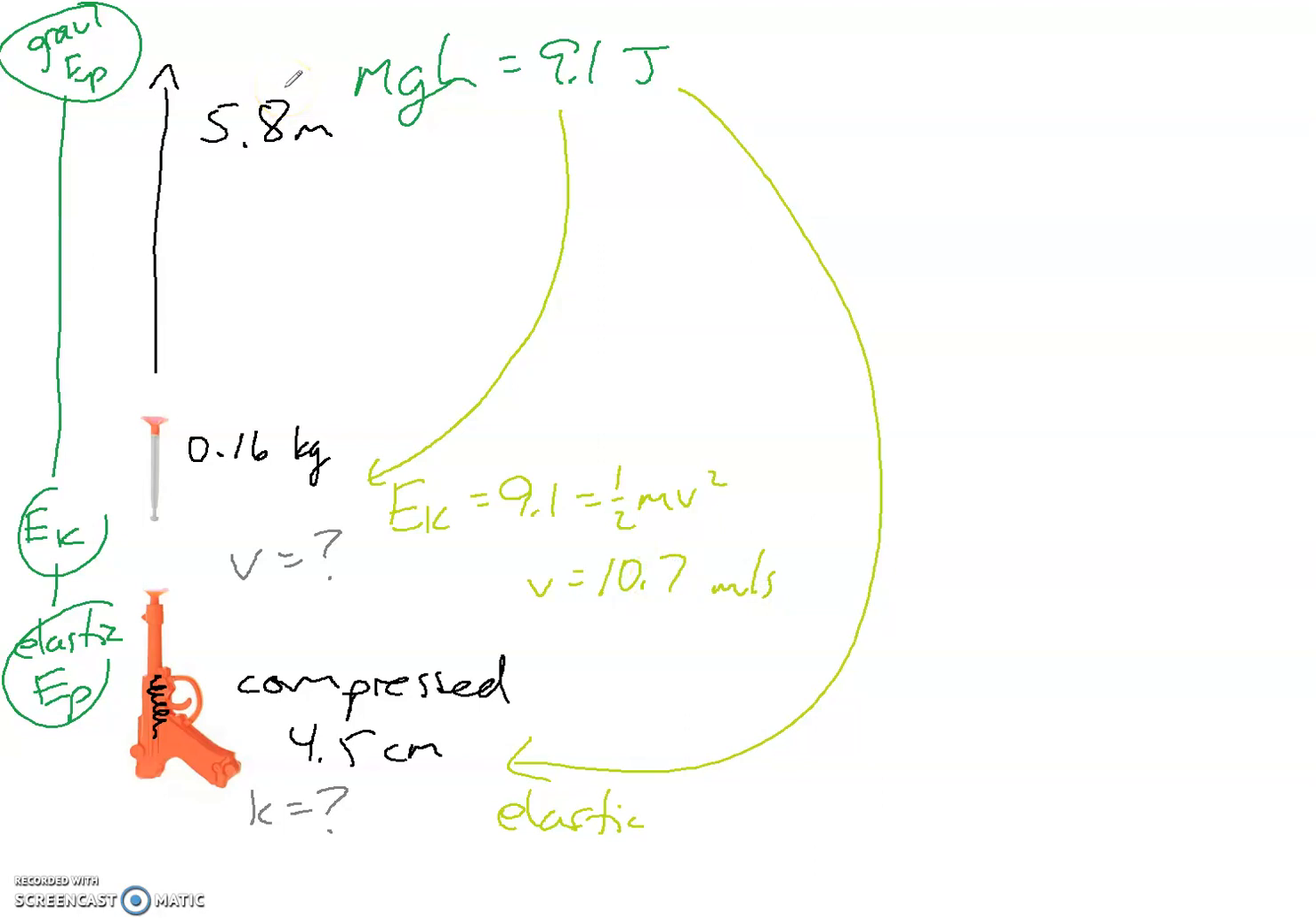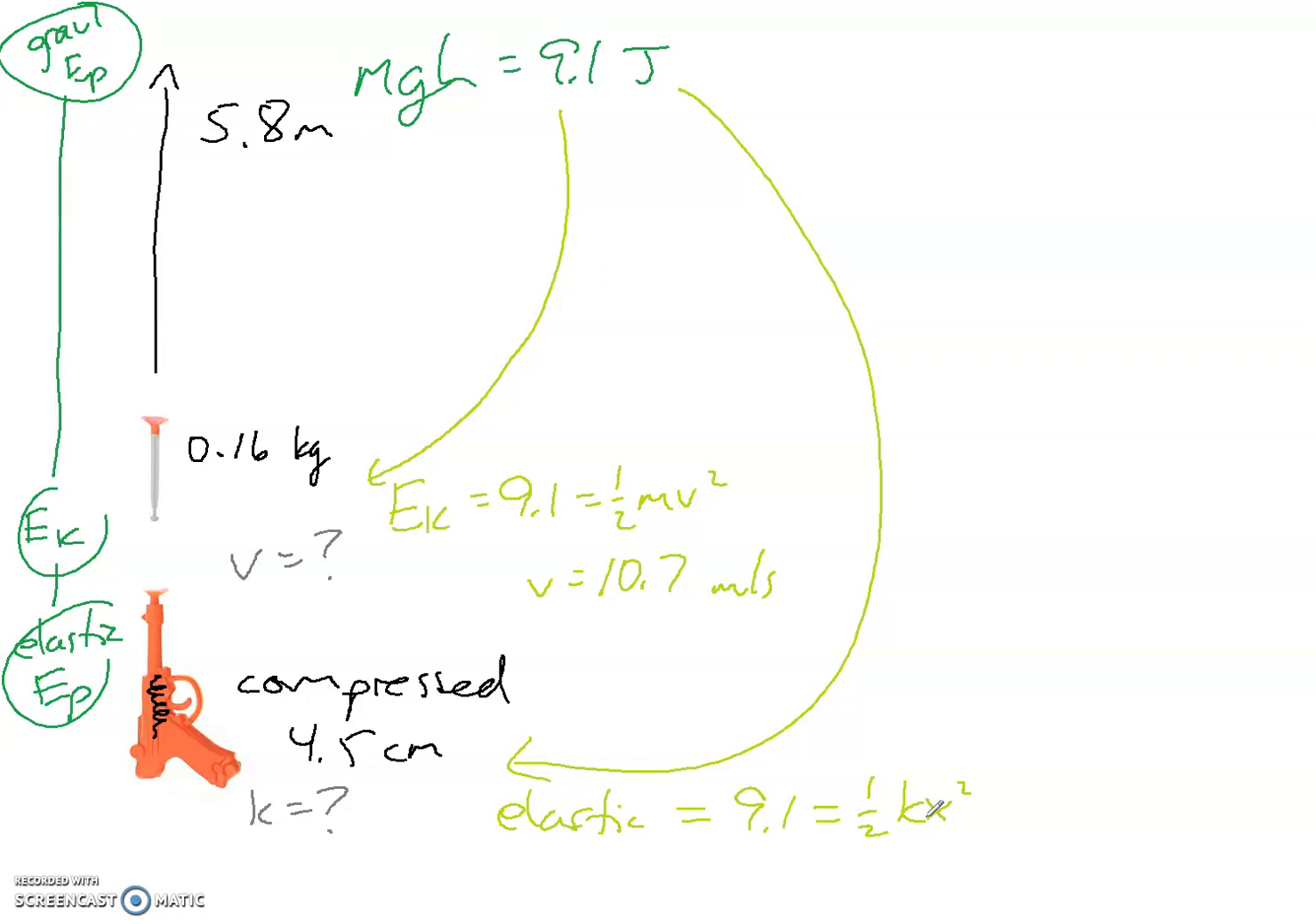Now I can also take that 9.1 joules and throw it all the way back where it began, inside the gun where there's a little spring that shot it in the first place. And I can use this to find the K value for the spring. So once again, it's going to be equal to the 9.1, and I can use my spring expression, 1/2 kx squared. I know the x value, that's my 4.5 centimeters, so I can solve for my K value.